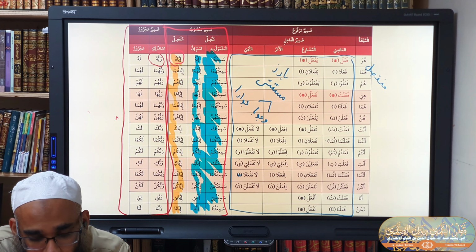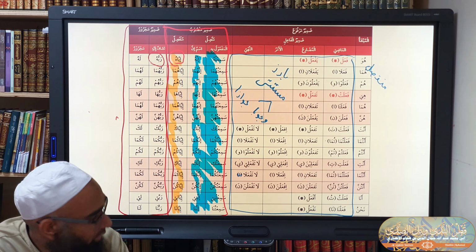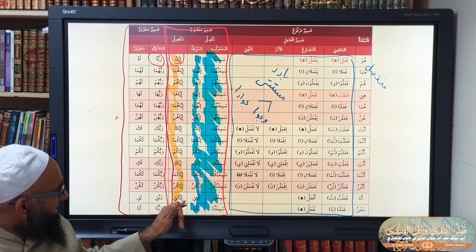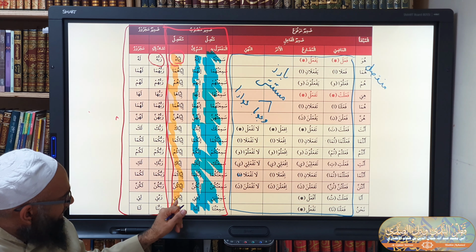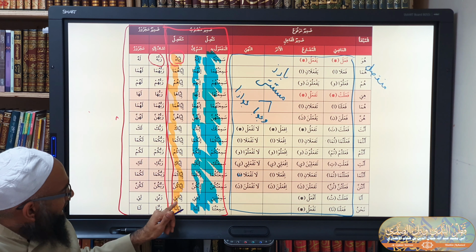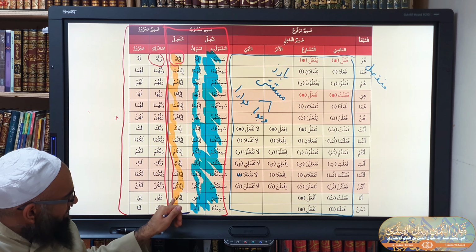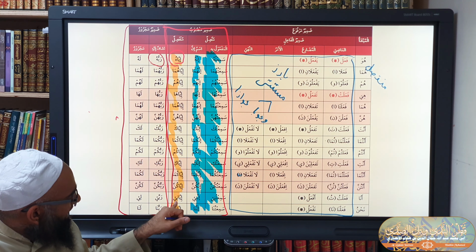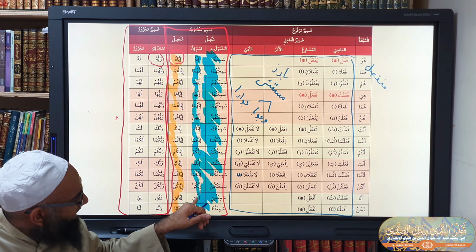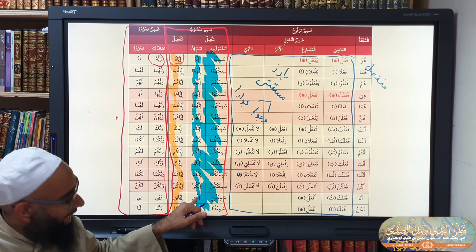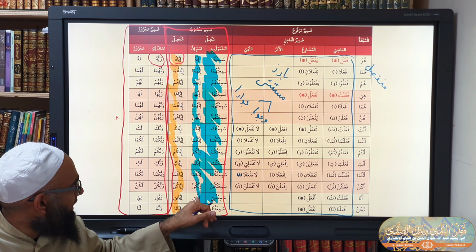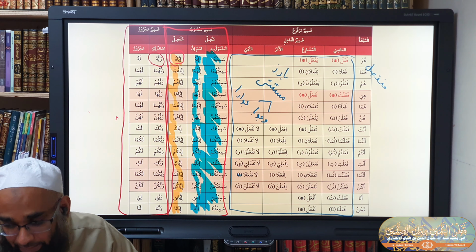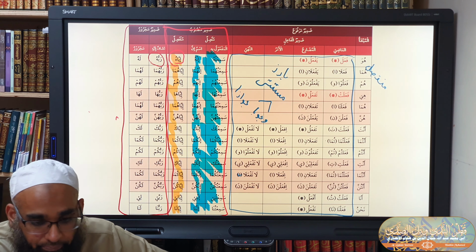What is the difference between the dhamir mansoob dhama'ir and the dhamir majroor dhama'ir? In the form, there's no difference between zamir marfu and zamir majroor. They look the same. The only difference is here in innani and iyaya. In innani you get inni and in. So here you can get an additional noon called noon al-wiqaya. But apart from that, they have the same form. It is where they are used that is different.